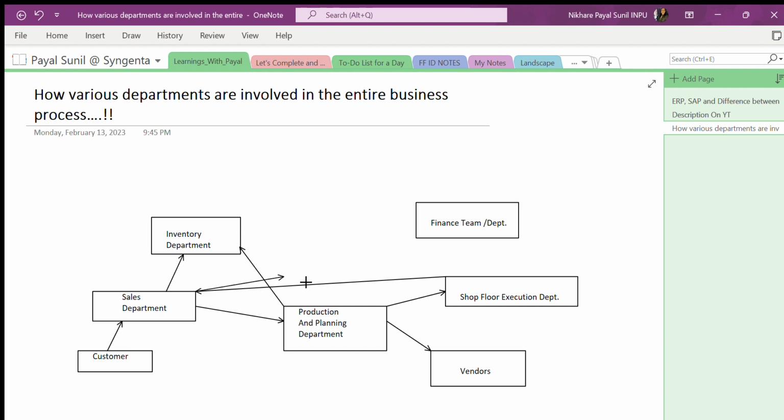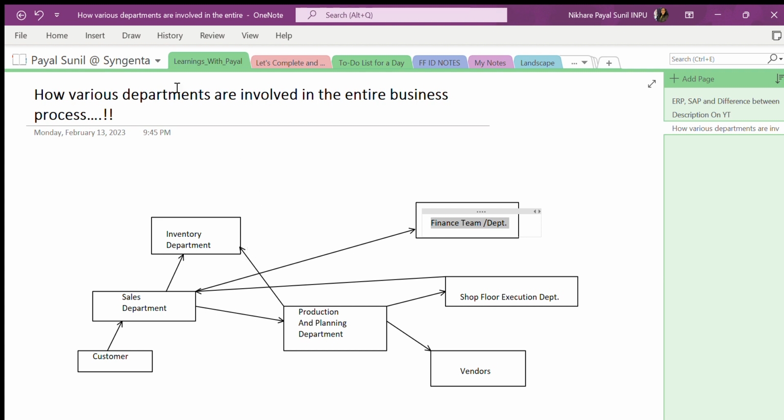The sales department will contact the finance department to update the revenue generated by the selling of that product. Revenue means profit. Since the product is ready now, the shop floor execution department forwards it to the sales department, which delivers that product to the customer, and meanwhile updates the finance department about the revenue generated by the selling of that product.